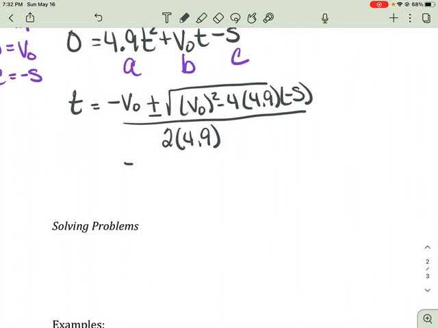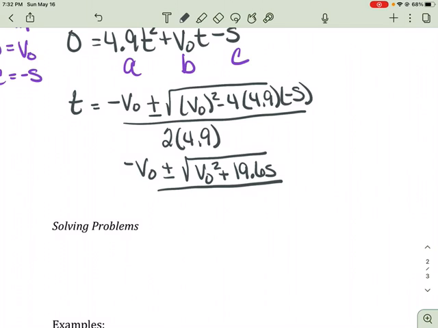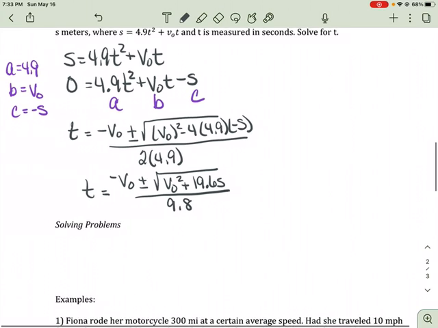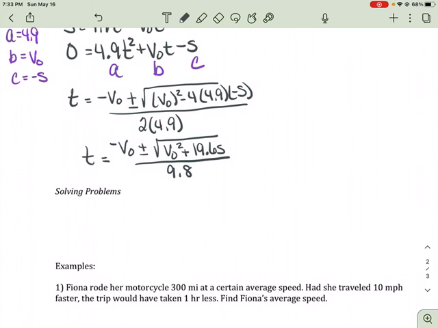Okay, let's see what we can get. Negative v sub o plus or minus the square root of v sub o squared minus, what is that, 19.6. Negative s is going to make that plus, over 9.8. Okay, that's as far as we can go. That is ugly. So notice no numbers or anything in there.